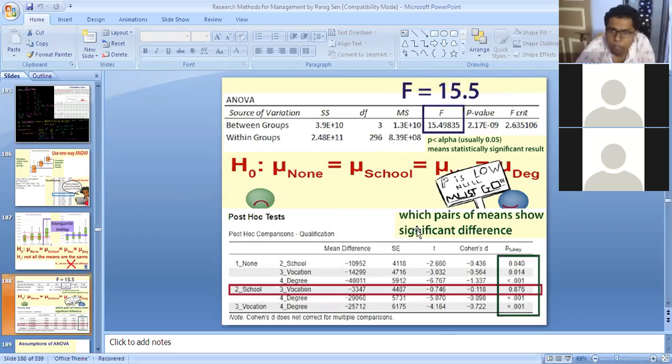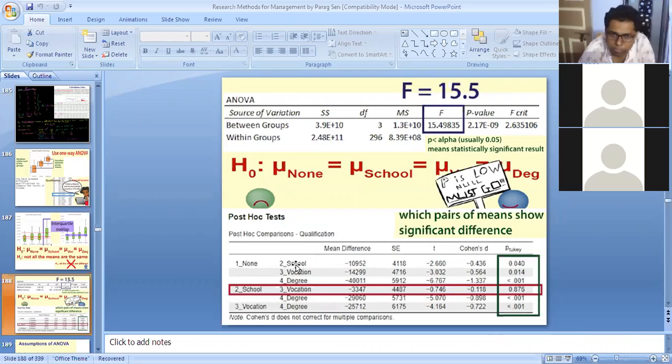Okay, so if you perform the test using Minitab or any kind of software, it will give you the p values. You can see none and school, none and vocation, none and degree, school and vocation, school and degree, vocational and degree. All these pairs you can compare individually, and you can check their significance level.